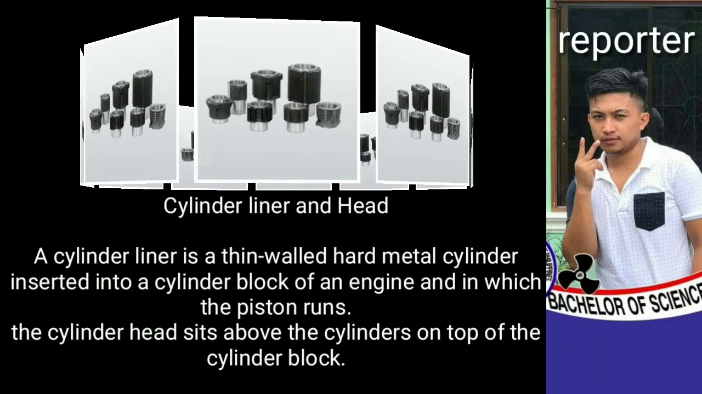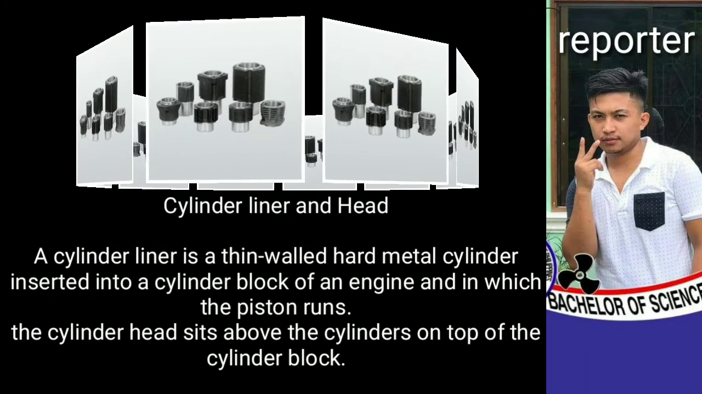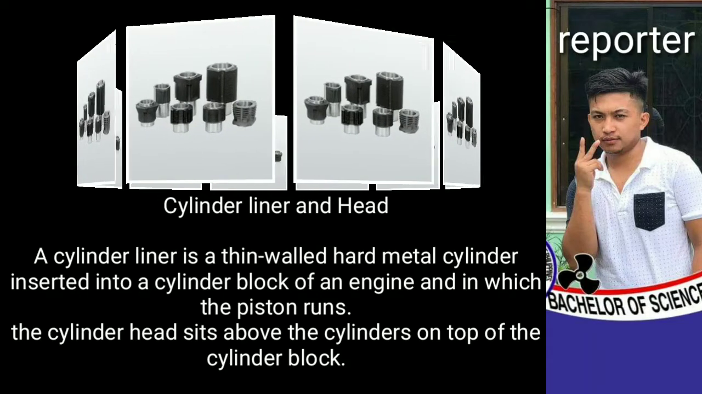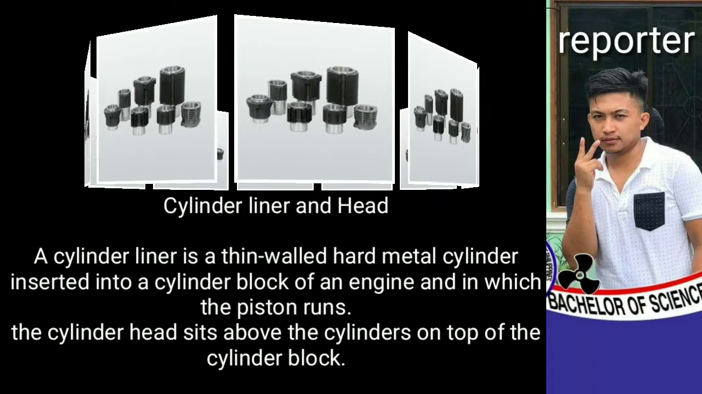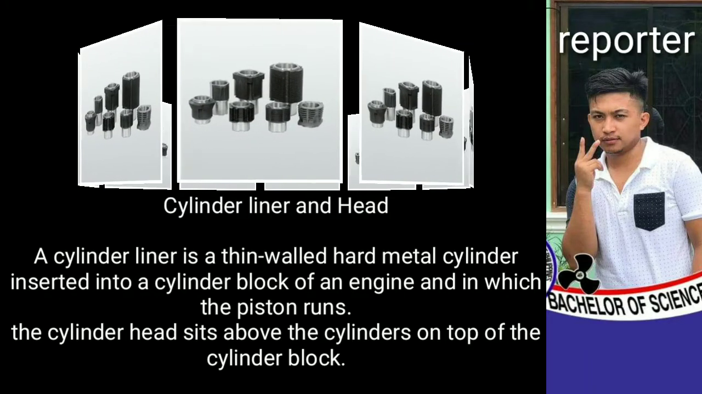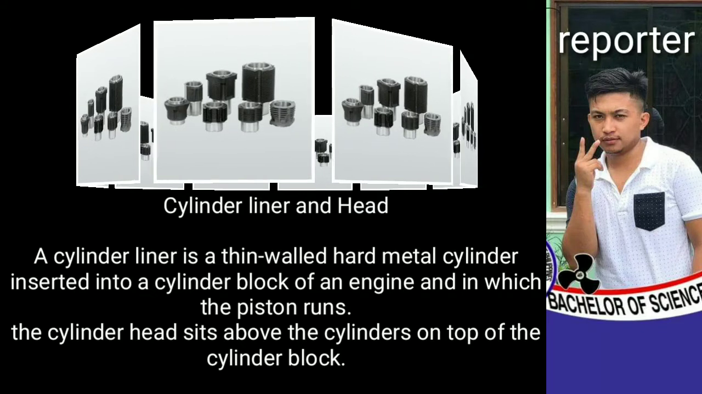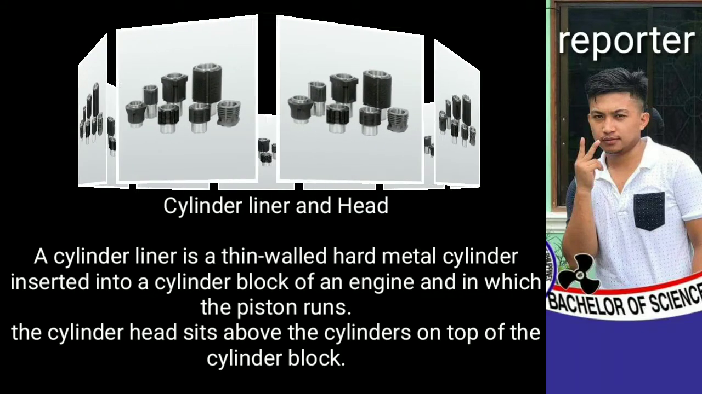Diesel engine cylinder liner and head. A cylinder liner is a thin-walled, hard metal cylinder inserted into a cylinder block of an engine and in which the piston runs. The cylinder head sits above the cylinders on top of the cylinder block.